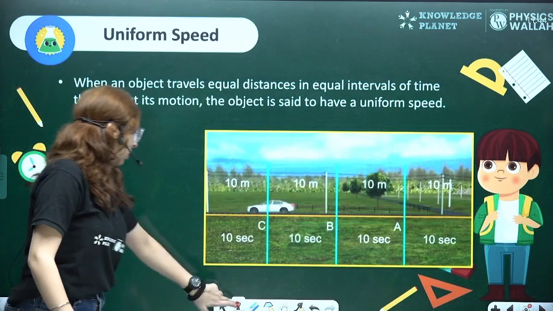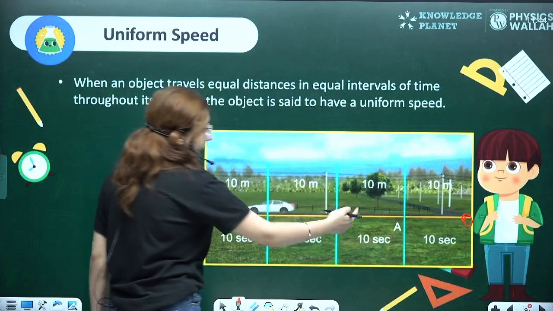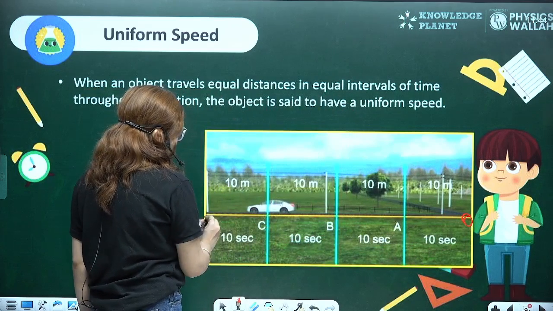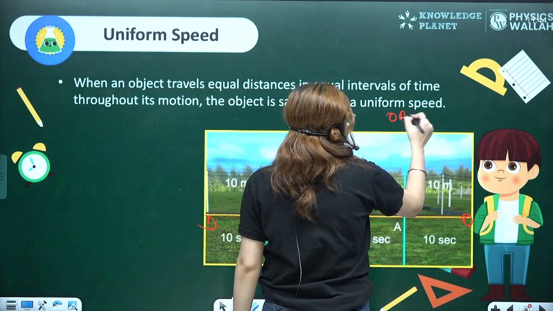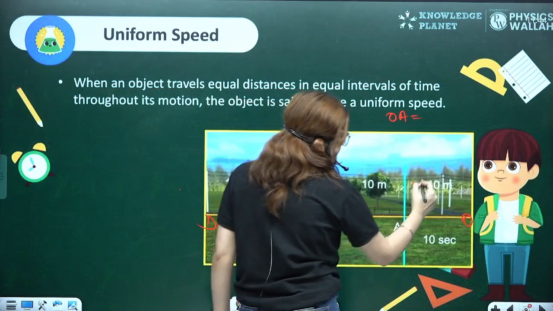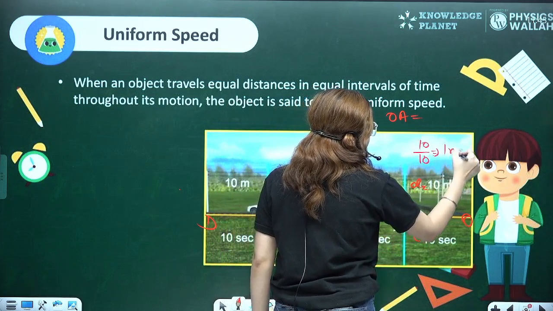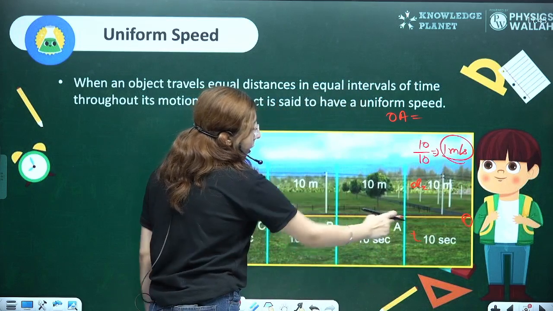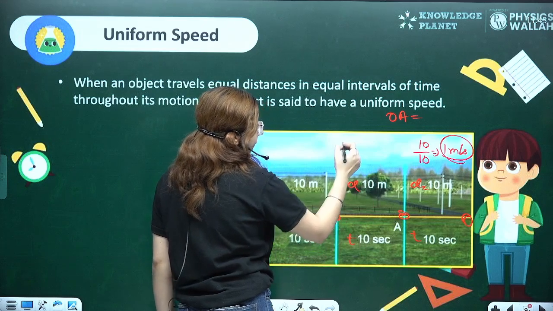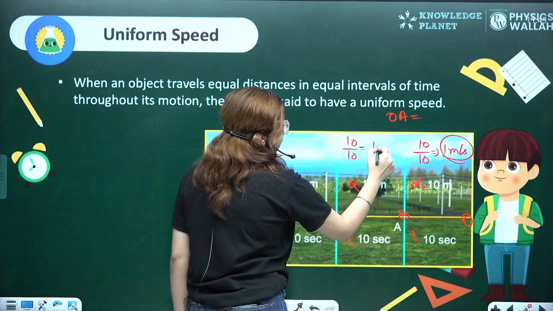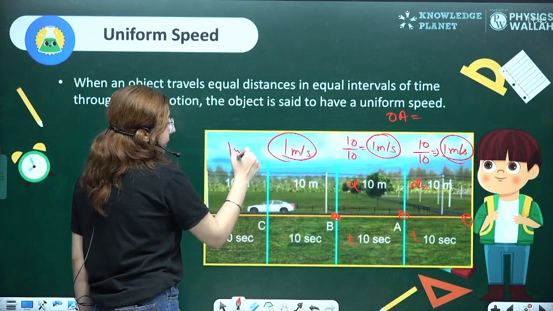Have a look. Now, there is a car moving from O to A, A to B, B to C and C to D. From O to A, if I need to find out the speed, everyone, it will be 10 by 10. Distance is given, time is given. So, speed will be 1 meter per second. Similar way, from A to B, distance is given to us, time is also given to us, speed will be 1 meter per second. Again 1 meter per second. Again 1 meter per second.